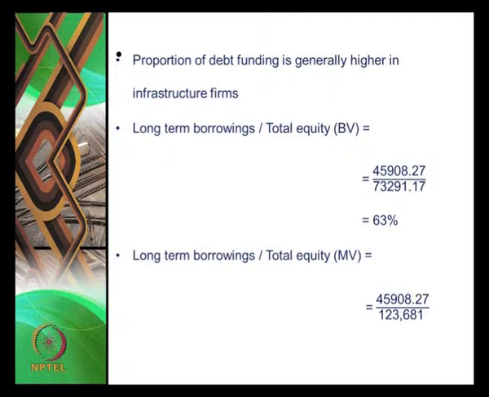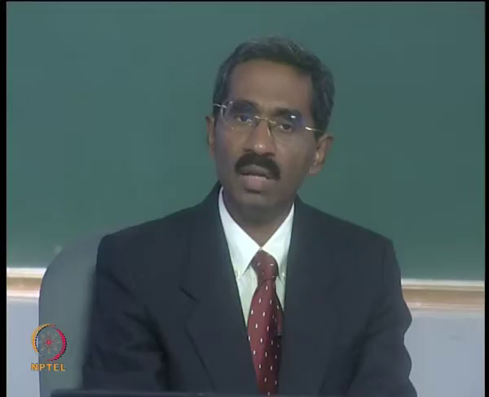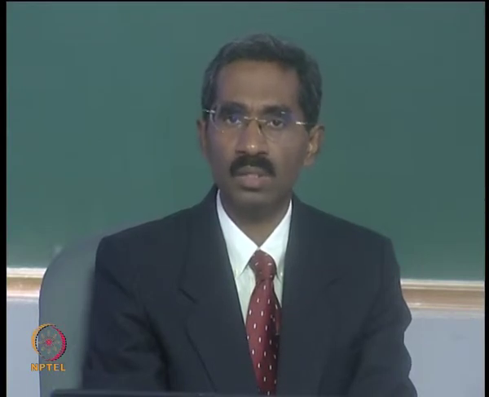In the balance sheet, we find the long term borrowings as 45,908.27 crores, and the total equity in book value terms is 73,291.17 crores. So the ratio of long term borrowings to total equity works out to about 63%. Now this is a fairly high ratio value. If we look at calculating the same ratio for, let us say, Infosys, which is in the IT services sector, we find the ratio is close to 0 because the company has not obtained any borrowings and it has been entirely funded by equity. Now why did the company not borrow and fund the entire amount by equity?